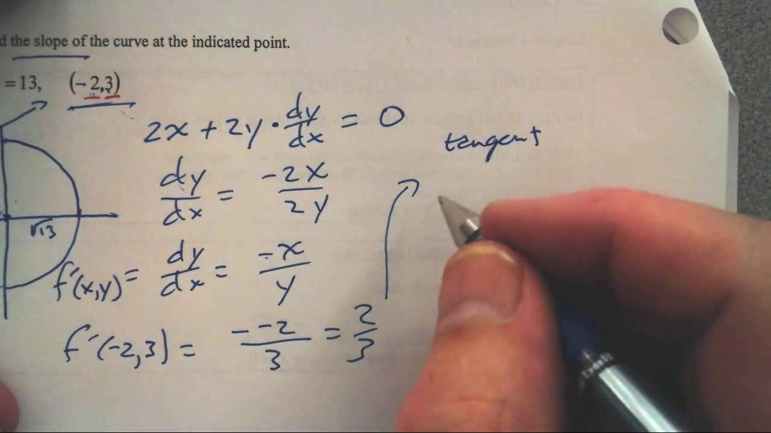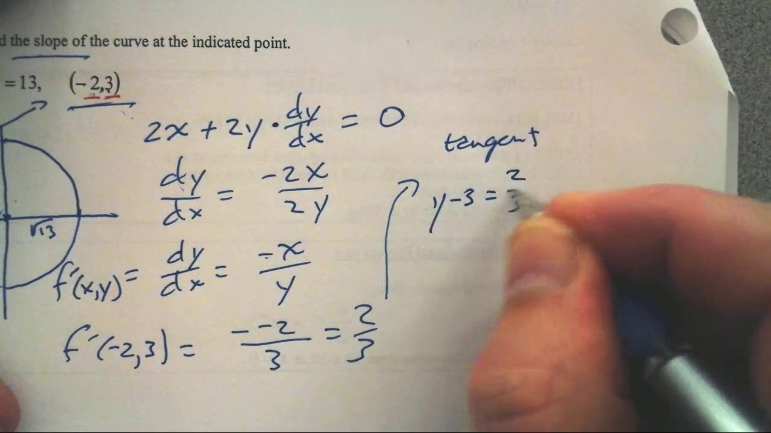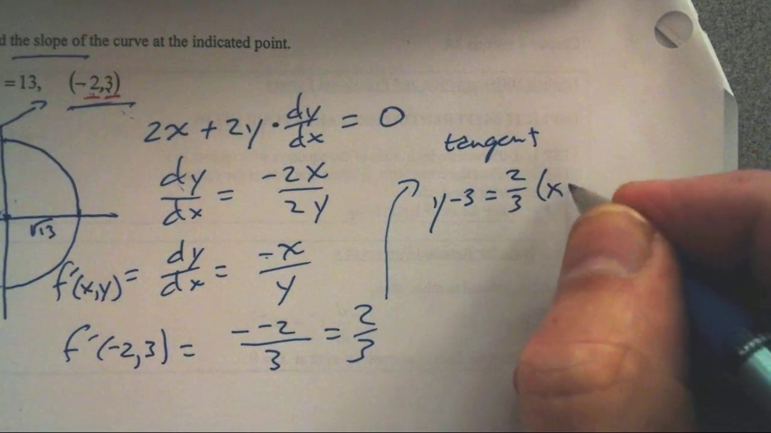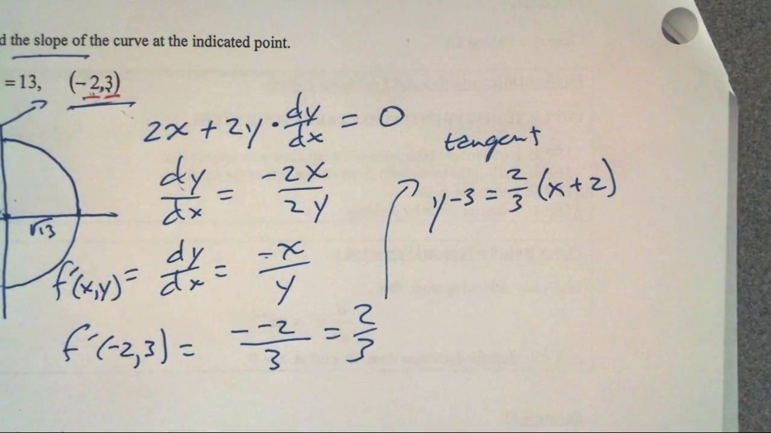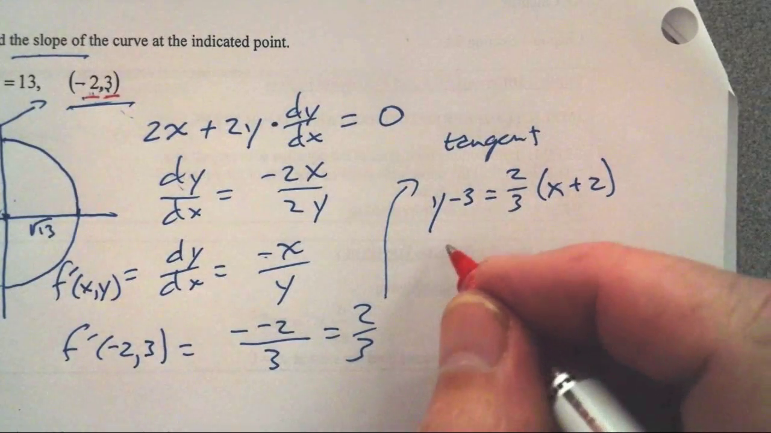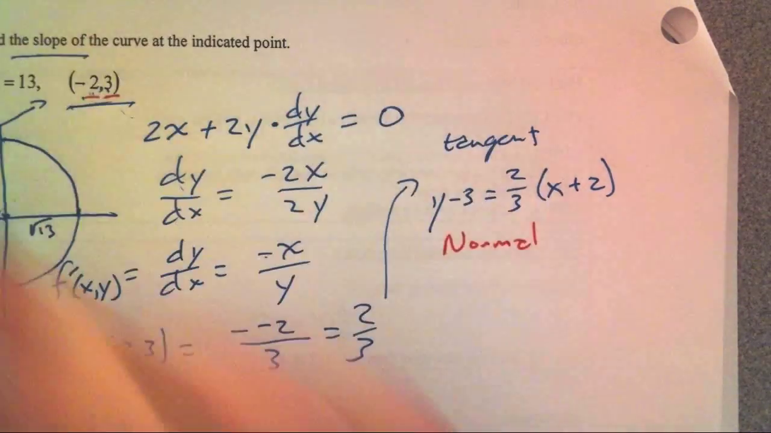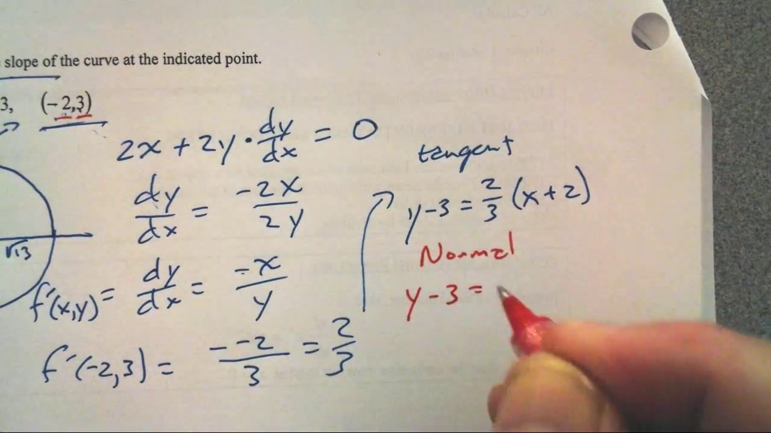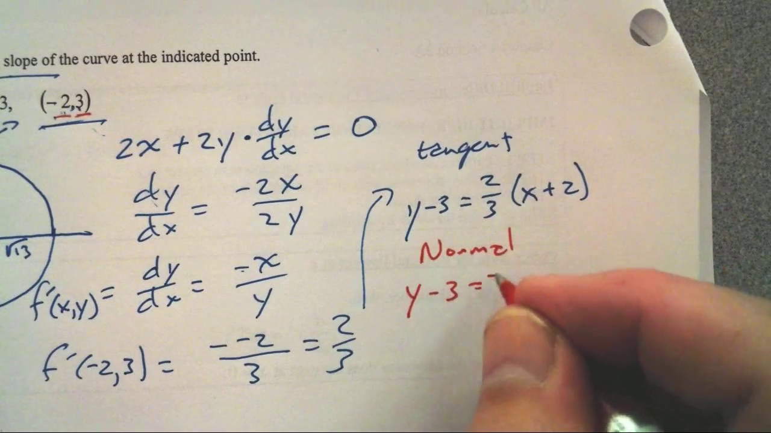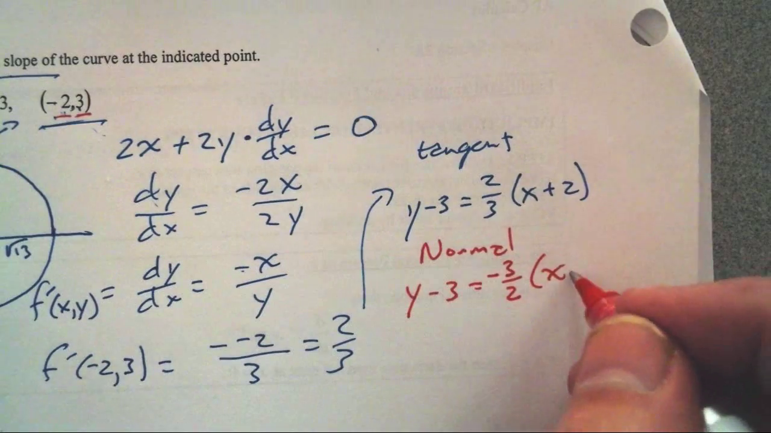So the equation of the tangent. That would be y minus the y coordinate 3 equals slope 2/3 times x minus the x coordinate, x plus 2. And slope-intercept form or not, we could certainly work to that if we needed. Or we might be asked to find the equation of the normal, being perpendicular to that. So the equation of the normal would just be y minus 3 equals, perpendicular to a slope of 2/3 is a slope of negative 3/2, but still passing through the point negative 2, 3.